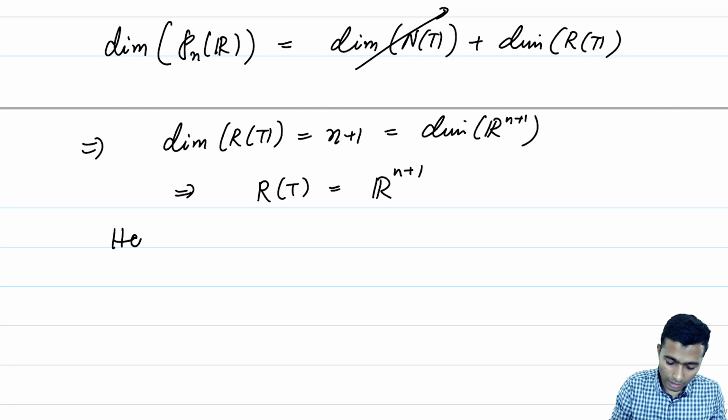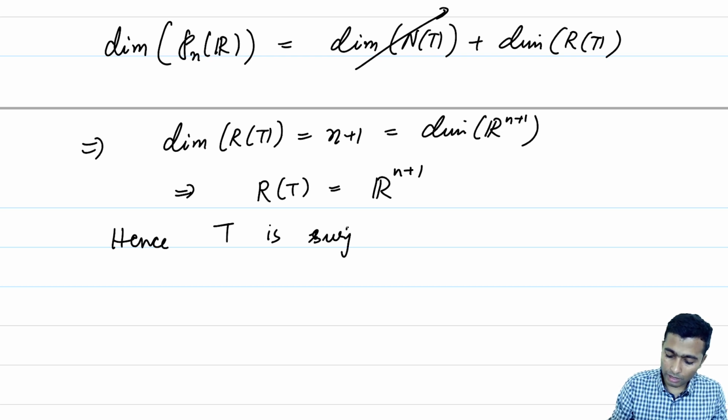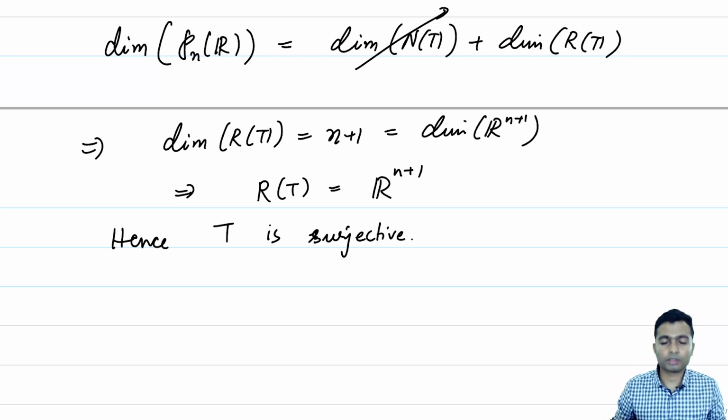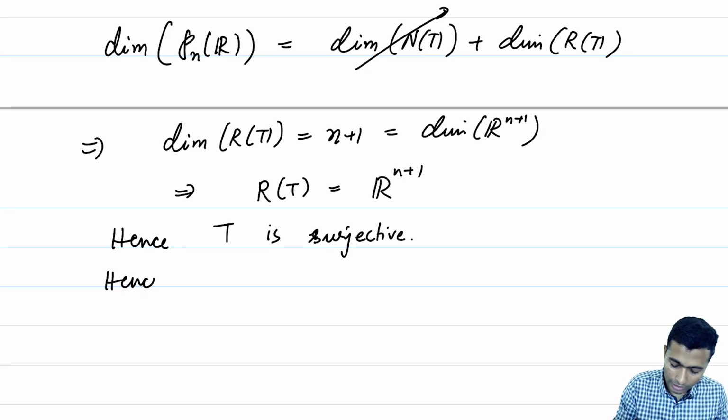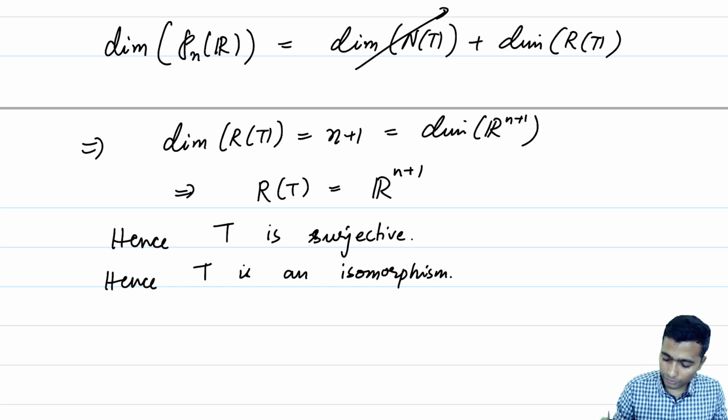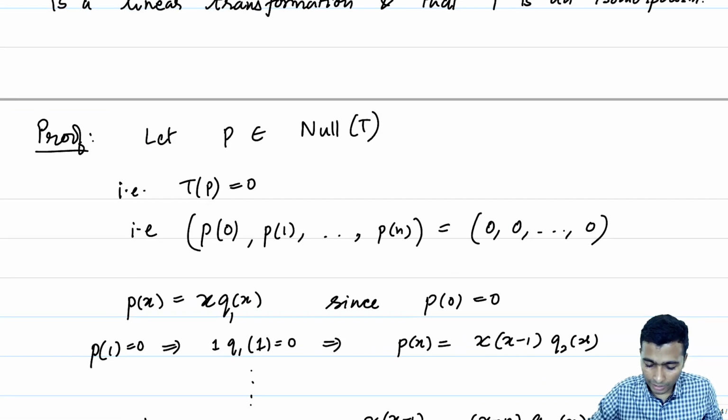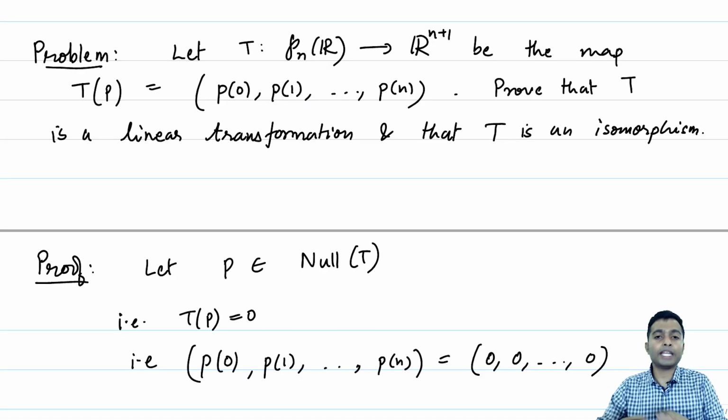Hence, T is surjective. What can we say about an injective and surjective linear transformation? Should necessarily be an isomorphism. That is the definition, because it will be invertible, right? Hence, T is an isomorphism. So if you notice, this is an isomorphism which we have defined without going down to any basis.